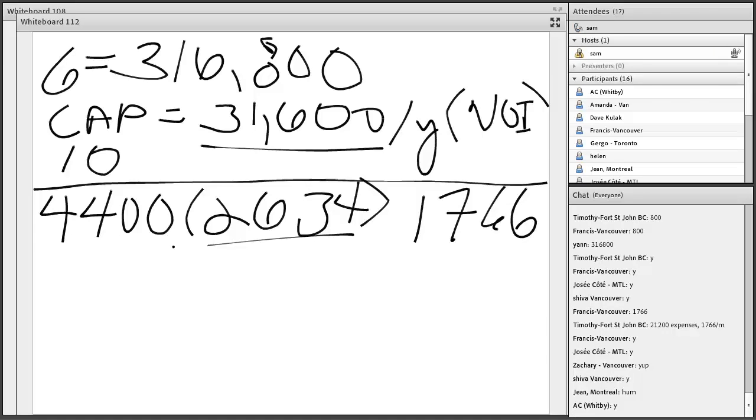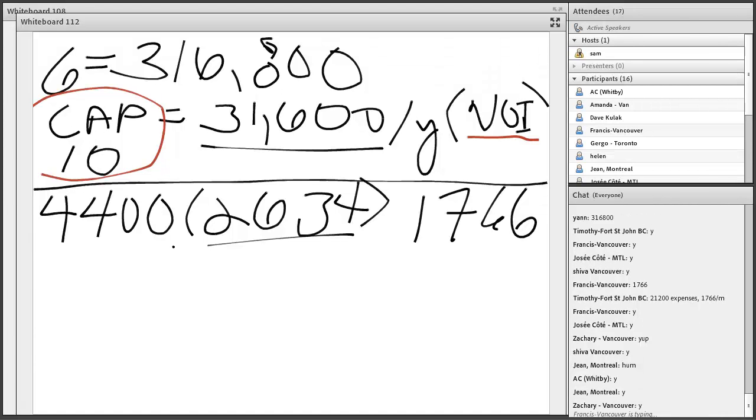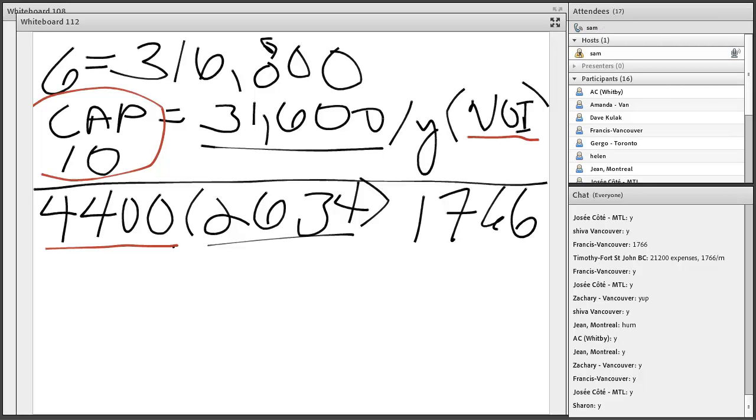I went a dollar over, you're right. There you go. So everybody got that? Good. So your net operating income, to give us the 10 cap rate, we need 31,600 as net operating income. If the value is 316,800, then the net operating income needs to be 31,600 to give us the cap rate of 10. Does everybody see that?